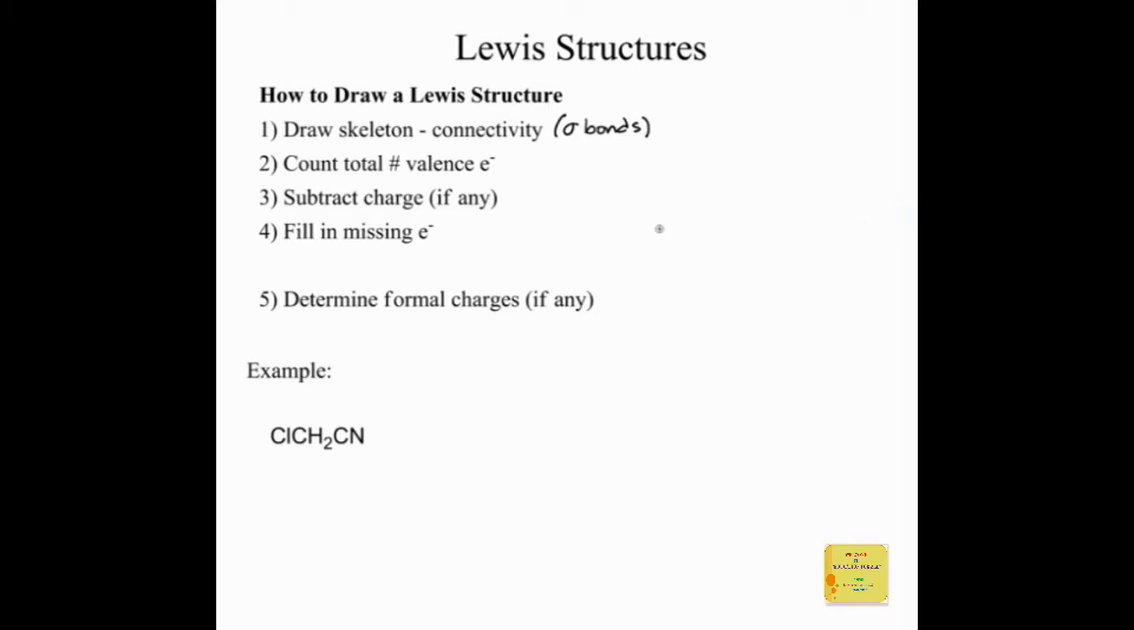The next thing we want to do is count the total number of valence electrons brought in by each of the atoms. And what we want to keep in mind is that the number of valence electrons equals the group number for that atom. So with the use of the periodic table, it'll be pretty straightforward to figure out how many valence electrons are coming in. Next, we'll subtract the charge if it's a charged species.